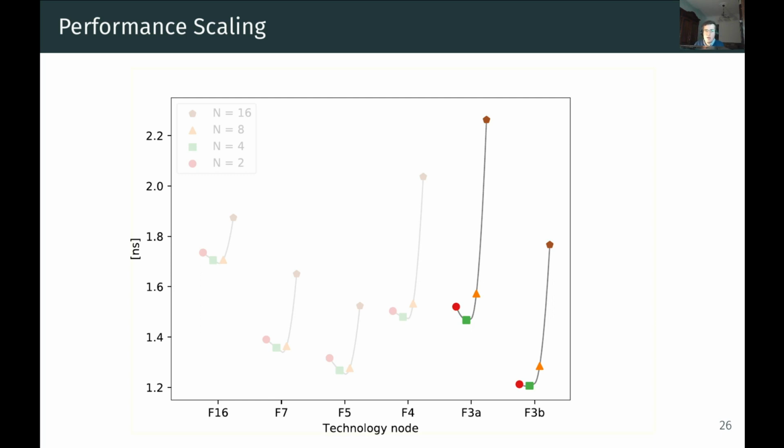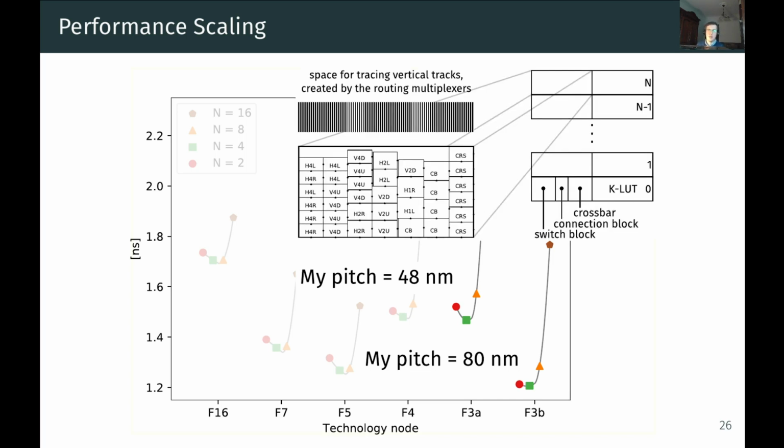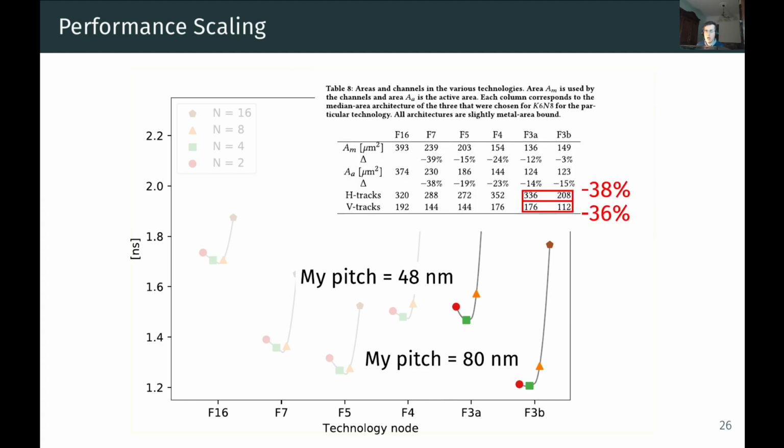We must also comment on why the F3B node is so much better in terms of performance than the F3A. And the answer is in the more relaxed MY pitch. It is 80 nanometers as opposed to the 48 used previously. Of course, this has an effect on the capacity of the channels in the FPGA architecture. And if we take a look at the architectures considered in this work, we can see that the reduction in the channel capacity even approaches 40%. Unfortunately, exploring what effect this has on routability of the architectures went beyond this work, and we leave it for the future to assess this.